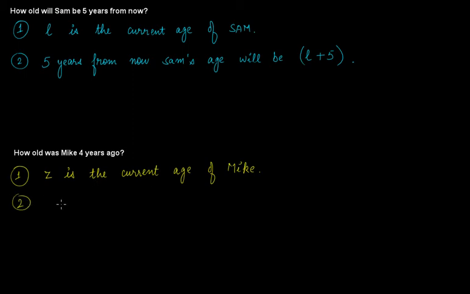The second step will be formation of the statement. So the statement will be, if Z is the current age of Mike, then what will be Mike's age 4 years ago? So 4 years ago, Mike's age was Z minus 4, right? Because we are talking about 4 years ago.